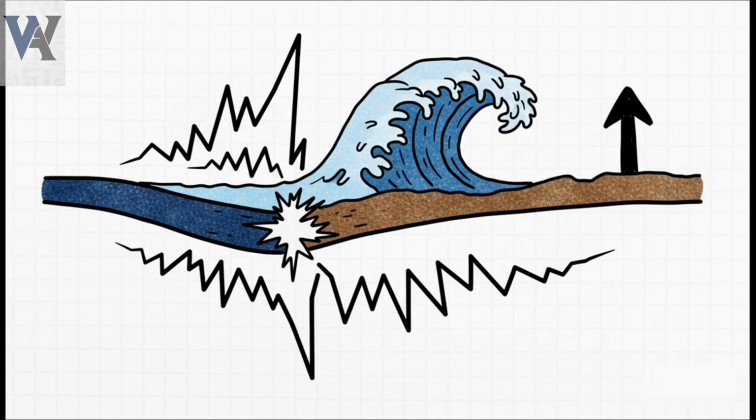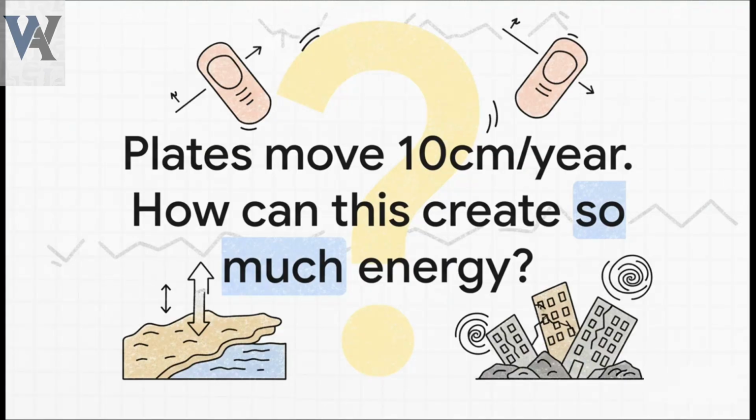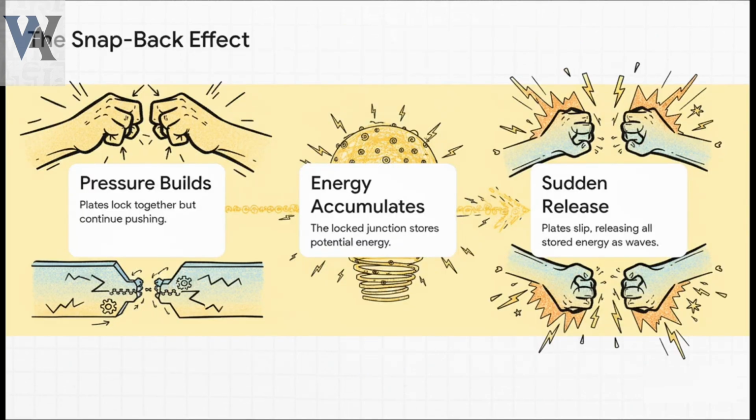Just incredible. So, this all leads to a really important question. We know these plates are moving super slowly, so how does a movement that gradual create such a sudden, violent disaster? Well, the answer is all about stored energy. Yeah, this is the real puzzle, right? The plates are only moving at about the same speed your fingernails grow, maybe 10 centimeters a year. So how in the world does that slow crawl translate into enough power to lift coastlines and flatten entire cities? It's all because of something called the snapback effect.